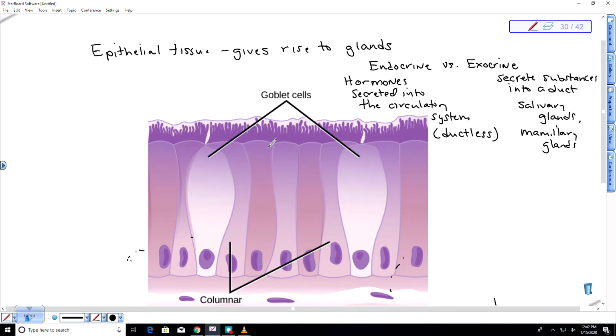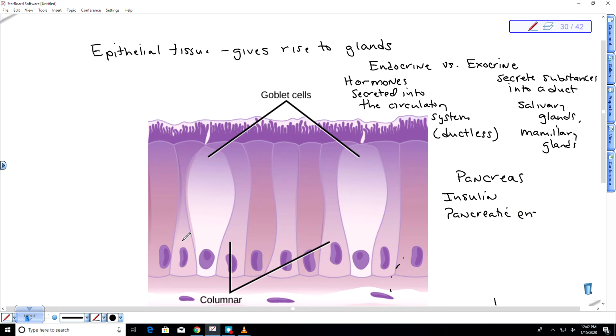Now there is an organ in your body that has both. So the pancreas has both endocrine and exocrine function. So what is an example of a hormone that the pancreas secretes? Insulin. So that would be its endocrine function. It also produces an antagonistic hormone called glucagon, which helps to coordinate glucose levels. It also produces pancreatic enzymes.